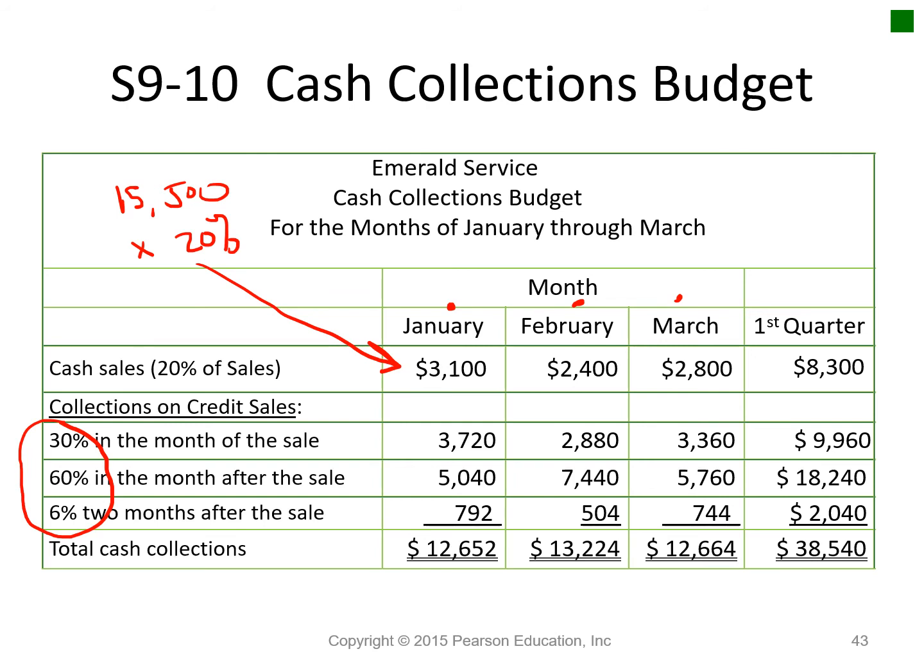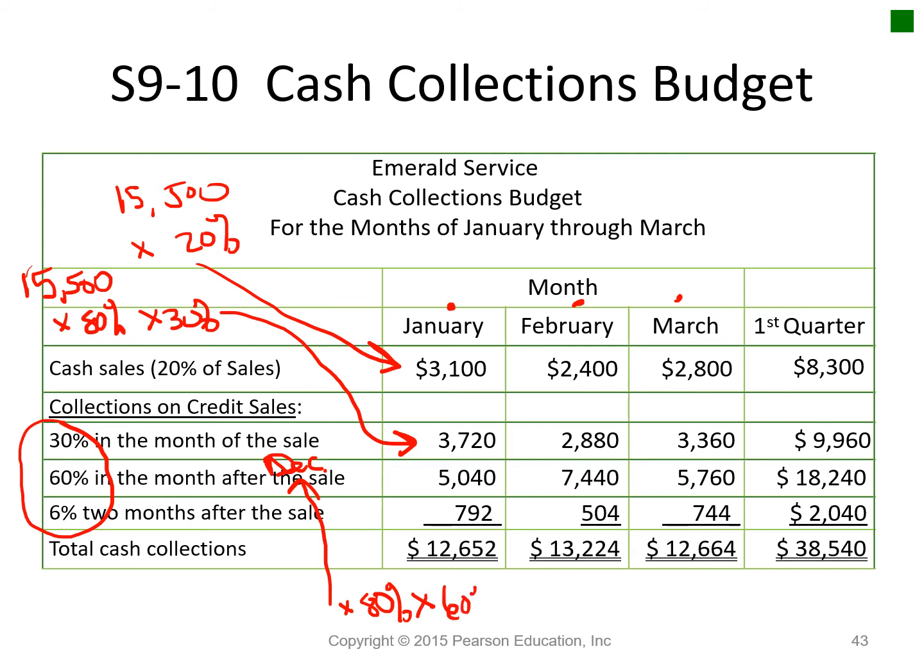So you also need to say, okay, 30% in the month of sale. So essentially, you'd have had to take 15,500, multiply that by 80% because 80% of that is credit, and then multiply that by 30% because that's how much is collected in the month of January. That's how they're going to come up with that 3,720. Then when they say 60% in the month following the sale, this is where you actually have to go back and look at December. So you have to take the December number. Remember, first multiply December sales by 80% because you have to convert it to the credit sales, and then multiply that by 60%, and that should give you the 5,040.